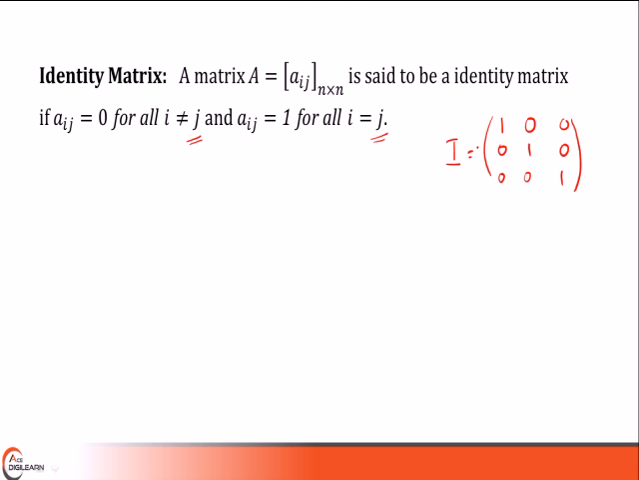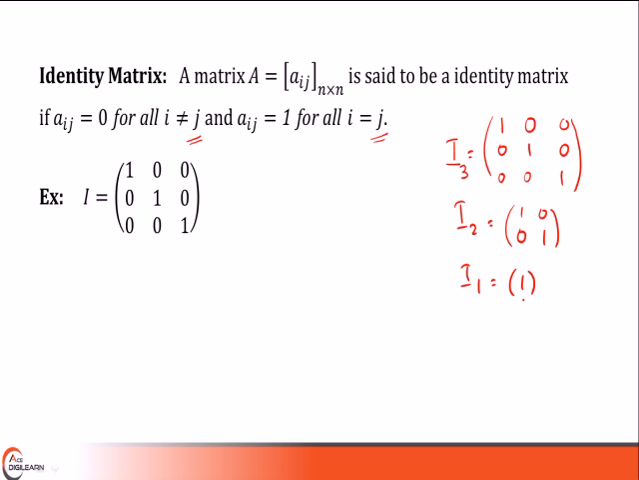Identity matrix we denote with the letter I. Since it is of order 3 by 3 which I wrote here, so I3 we denote it as. Similar way we can say I2 also. So identity matrix of order 2 by 2 can be written as 1 0, 0 1. Identity matrix of order 1 by 1 also we can consider as only 1. You can look at an example of order 3 by 3. So it is identity matrix of order 3 by 3. So we can denote it as I3.